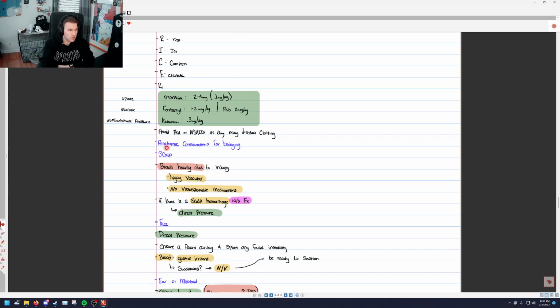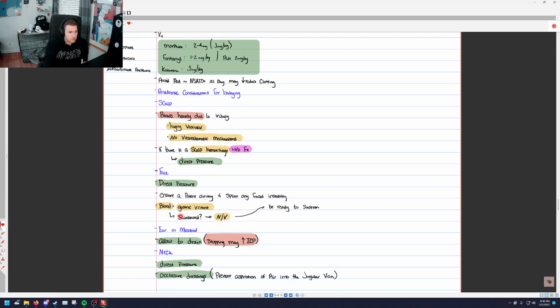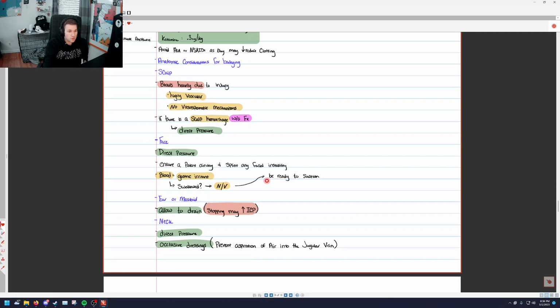We have our anatomic structures. If they are injured, the scalp, of course, will bleed heavily, highly vascular, no vasospasmatic mechanism. That's just because if we have blood up top here, we don't want any valves, nothing like that. So it allows for gravity to freely flow down back to the heart. Direct pressure, gastric irritant. So blood, just be careful if that's in the airway, your patient might vomit. Of course, be ready to suction.